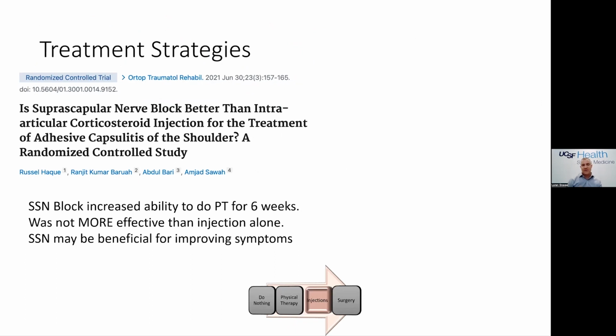What's new in this is whether or not we should add a suprascapular nerve block, so you can block the nerve to the capsule. And it seems to help patients do their range of motion exercise for the next 6 weeks or so. It wasn't necessarily more effective than injection alone, but it made physical therapy easier.